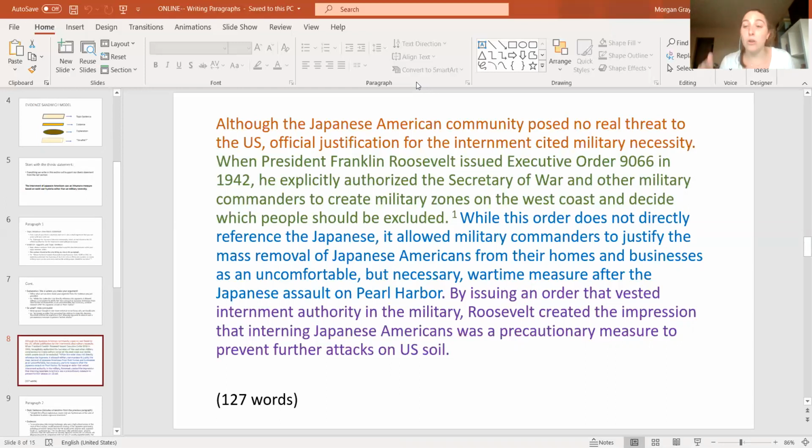There we go. See how all of those pieces flow together and you get a nice coherent argument. And it's only 127 words, for those of you whose professors are really strict about word count. It's pretty short, but it contains everything that you need.